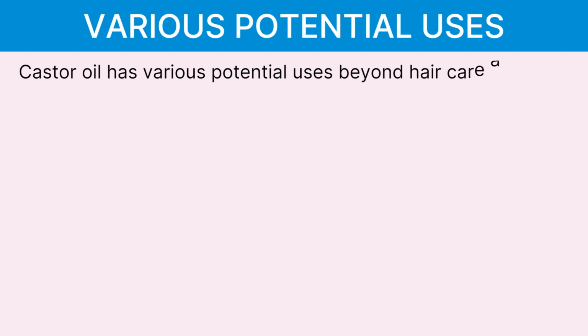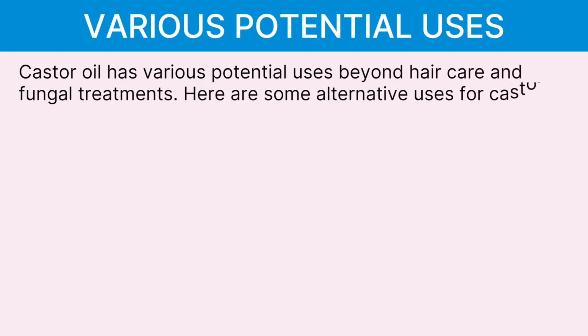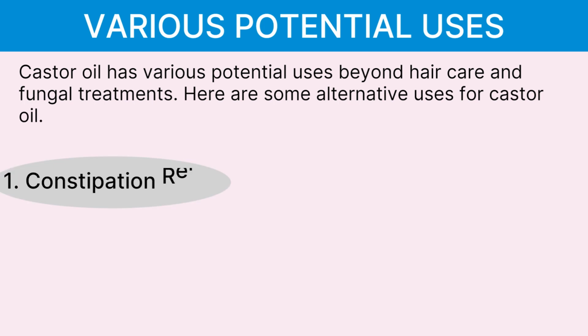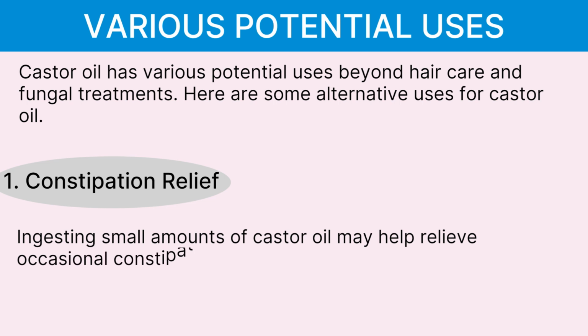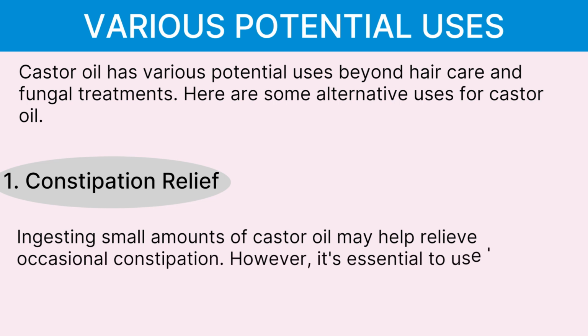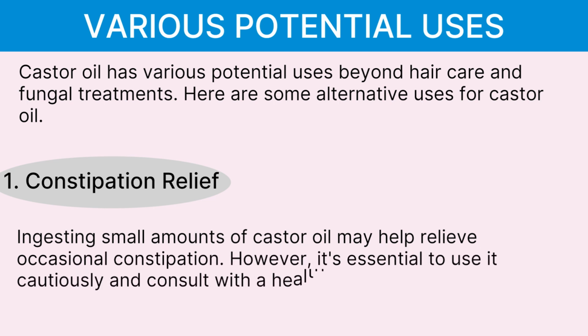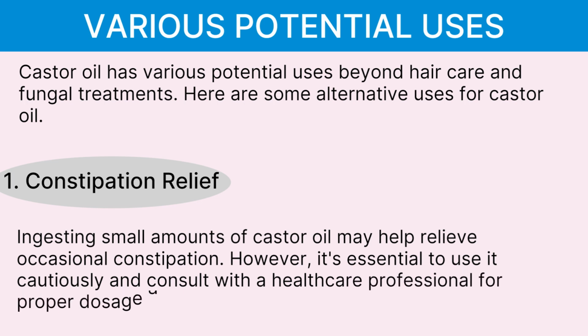Various potential uses. Castor oil has various potential uses beyond hair care and fungal treatments. Here are some alternative uses for castor oil. Number 1. Constipation relief. Ingesting small amounts of castor oil may help relieve occasional constipation. However, it's essential to use it cautiously and consult with a healthcare professional for proper dosage and guidance.